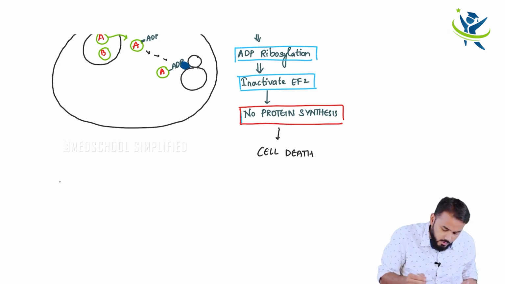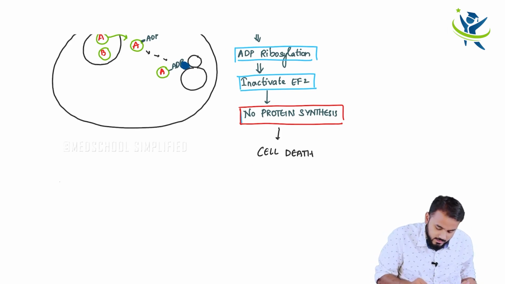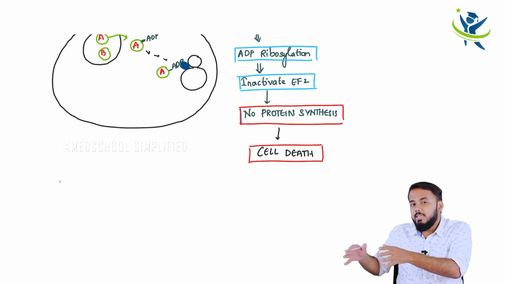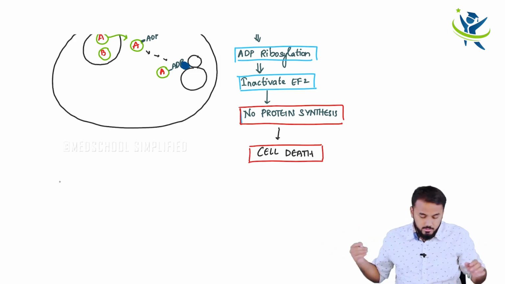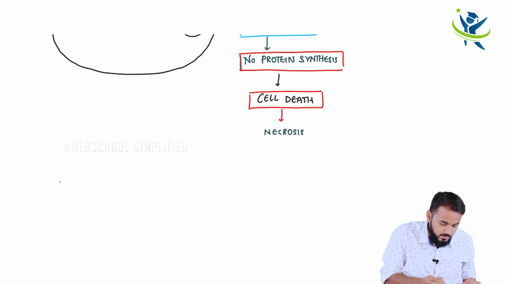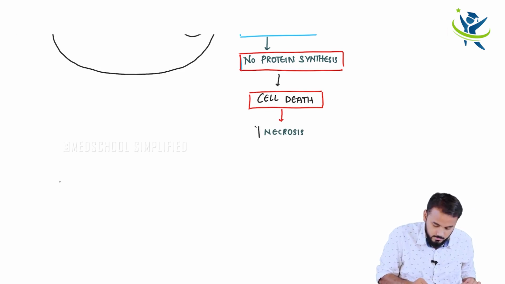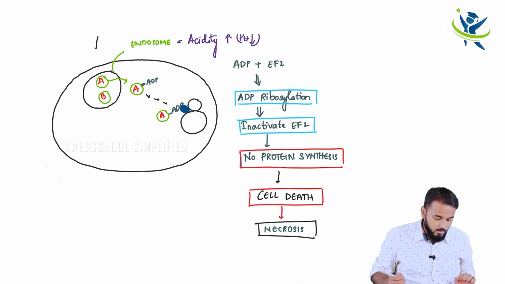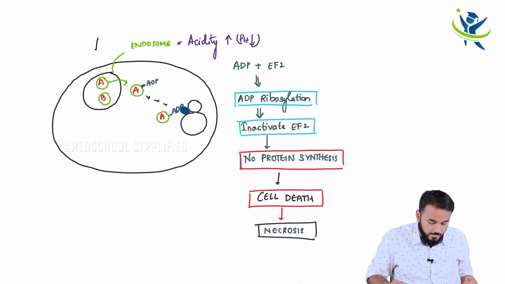Okay. So when the cell dies, what is going to happen? Is there any further process? Obviously, when any individual dies, if you leave them like that, after some time they will decompose and there will be complete necrosis of the body. So the same is happening here. There will be what? Necrosis. There will be necrosis. Clear now? You understood what is going to happen here, right?